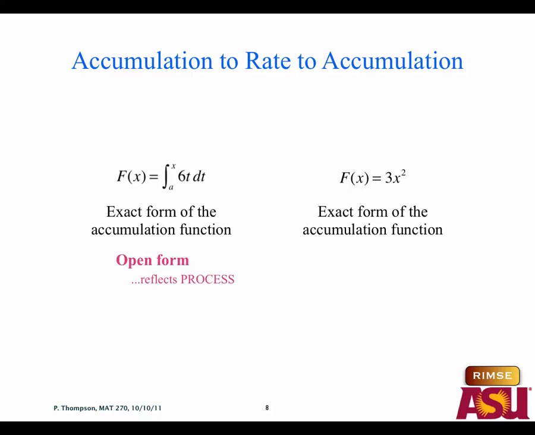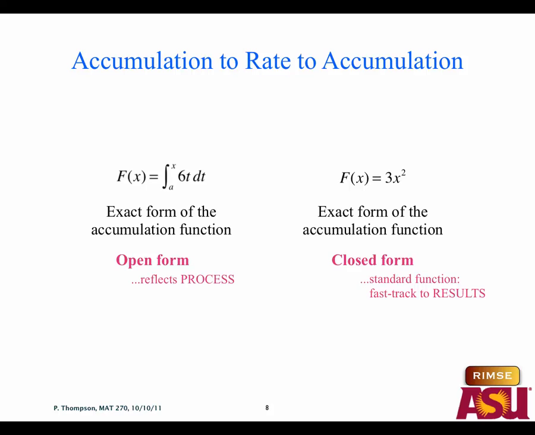It reflects the process, summing up a bunch of little bits of change when the rate of change is 6t. And then the closed form, which is a standard function. It's like a fast track to results. Plug in an x, it spits out a y. So you plug in an x, it spits out the accumulation. Plug in another x, spits out the accumulation. That one doesn't do that as easily, right? But it shows the process, the open form.